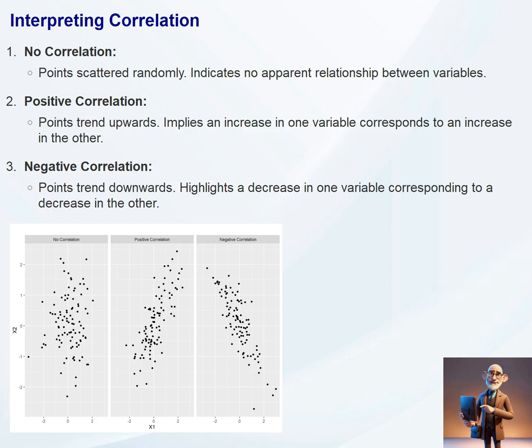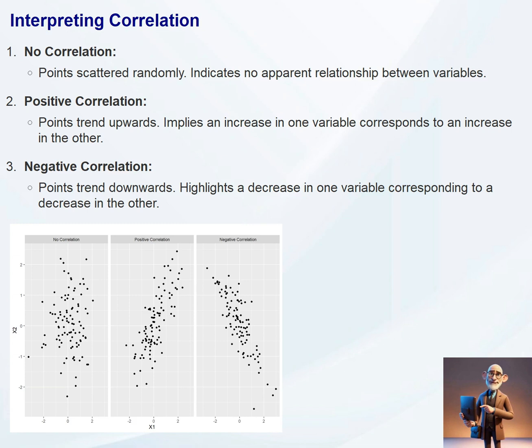Now, let's bring these concepts to life with a practical example in R. The plot you see here illustrates different correlation scenarios based on synthetic data we generated. Each facet represents a specific correlation type: no correlation, positive correlation, and negative correlation. This visual representation allows us to see how different correlation types manifest in data. Take a moment to observe the patterns in each facet.